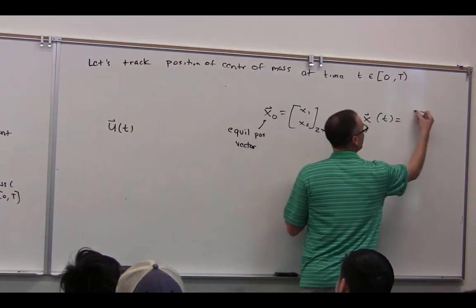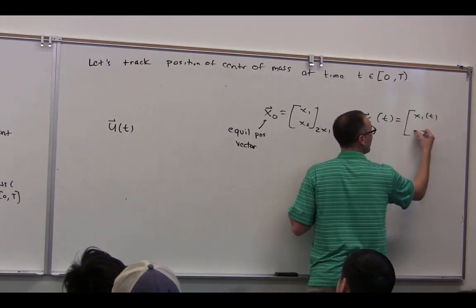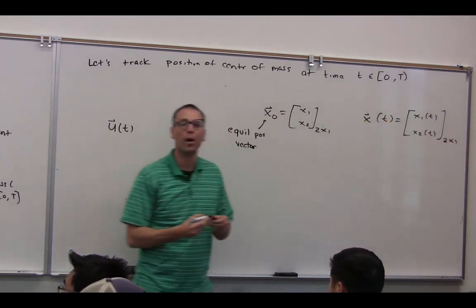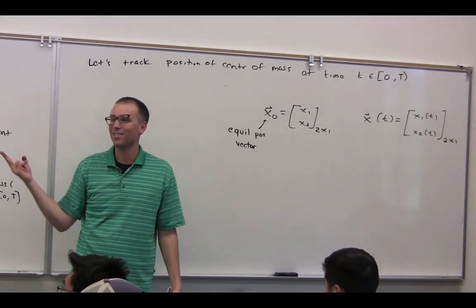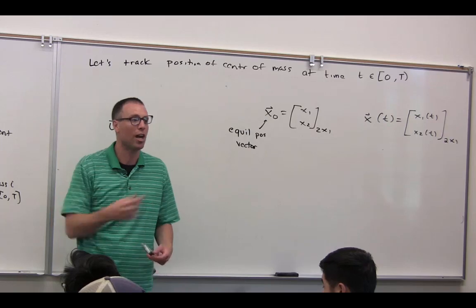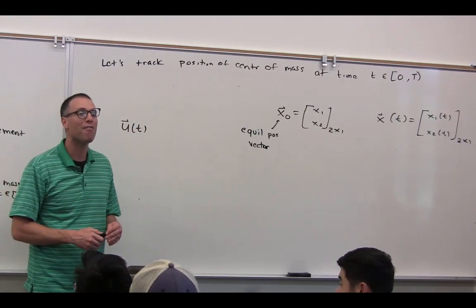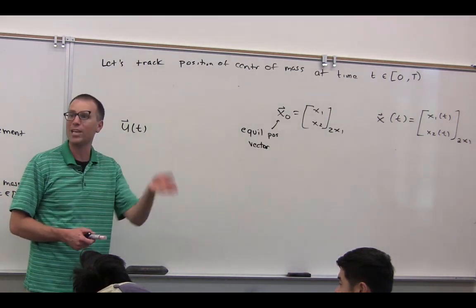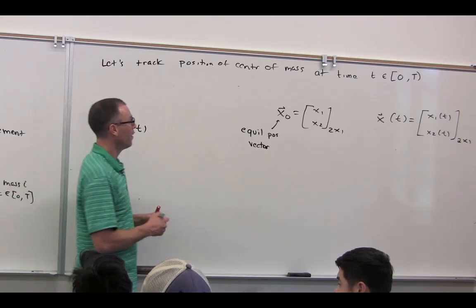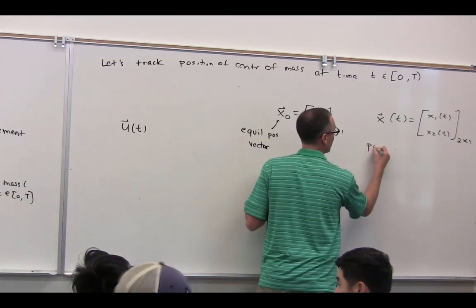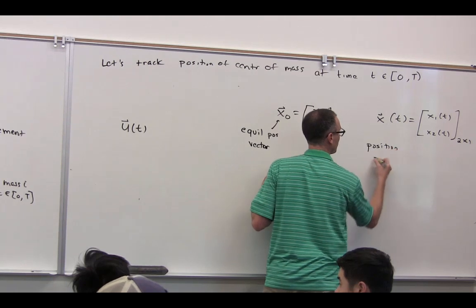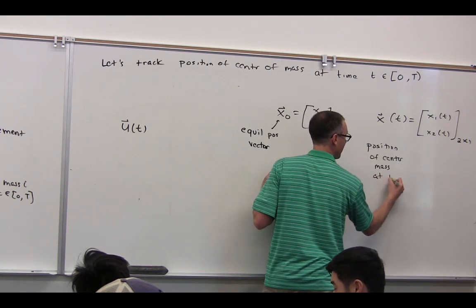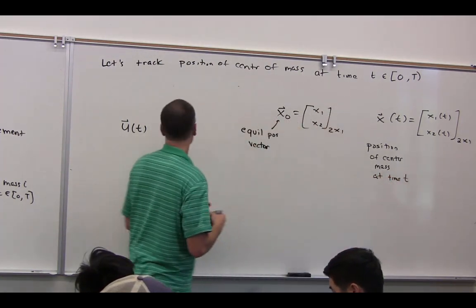Yeah, we call it x of t, and this would be x1 of t, x2 of t. How big is that vector? 2 by 1. Why is it 2 by 1? Because there's two masses. If it was a 3-mass 4-spring chain, how big would it be? If it was a 5-mass 6-spring chain, how big would it be? 5 by 1. There's a single entry for each individual mass, right? Okay. All right, so this is going to be the position of the center of mass vector at time t. What's the displacement?